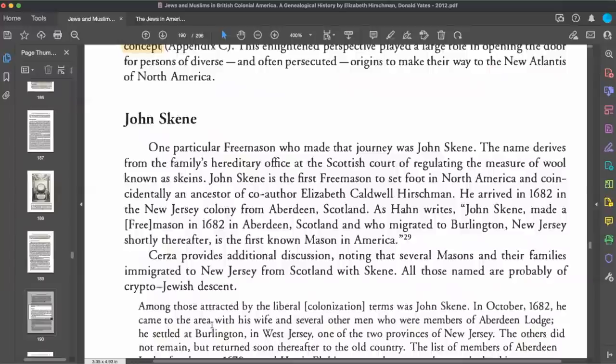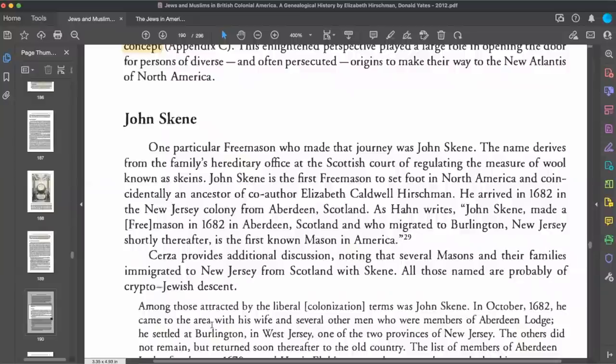Or shit, they know what they're talking about here. He arrived in 1682 in the New Jersey colony from Aberdeen, Scotland. As Hahn writes, John Skeen made a Freemason in 1682 in Aberdeen, Scotland, and who migrated to Burlington, New Jersey, shortly thereafter, is the first known Mason in America.